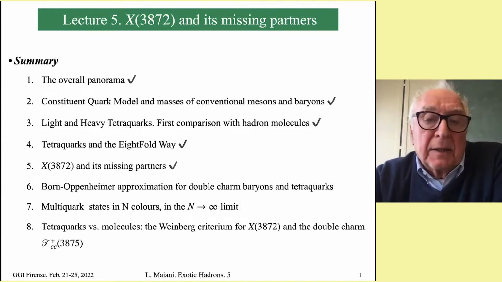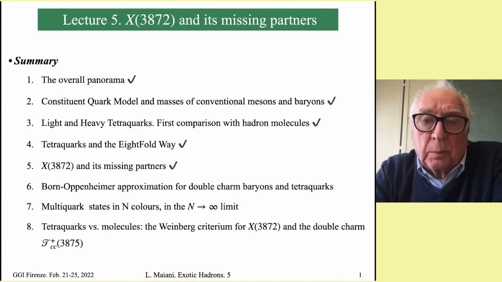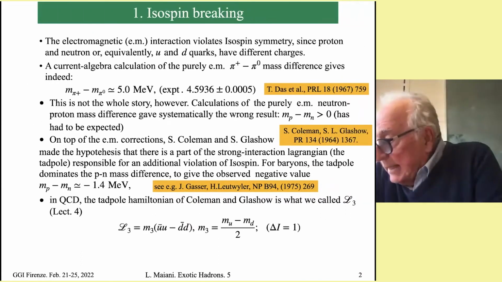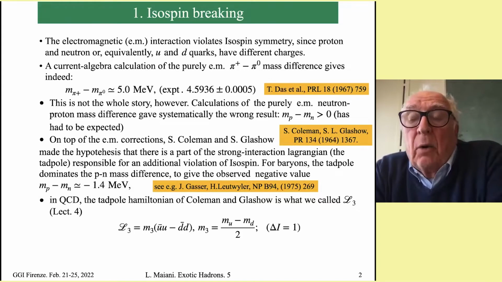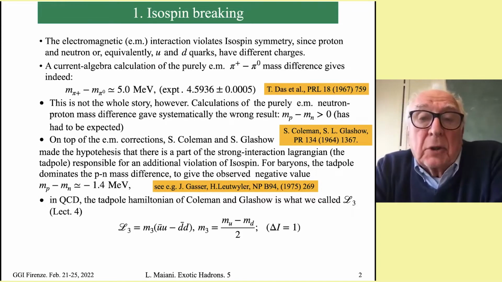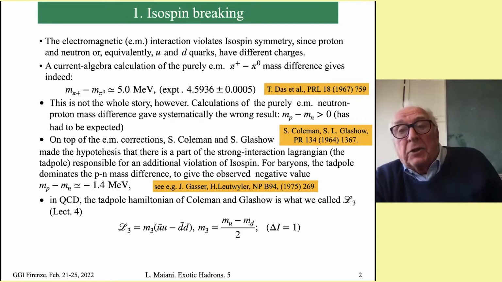And that is the scope of my lecture: to provide some reasonable reason why they have not been seen until now, and to provide the indications of where to see these partners. Most of this time I will have to do with the violation of isospin symmetry in strong interactions.